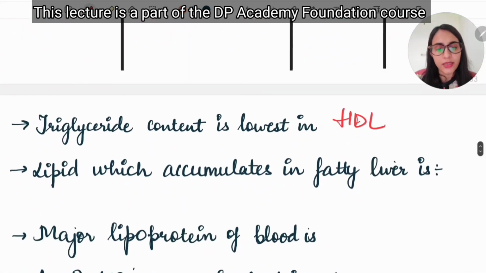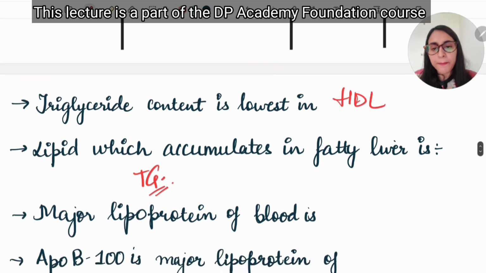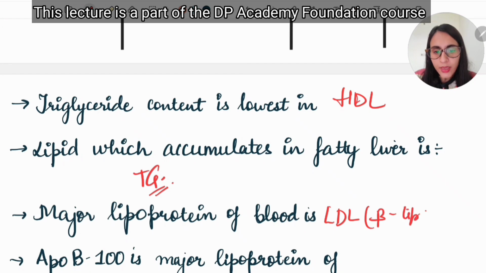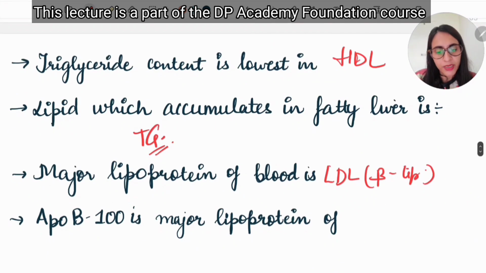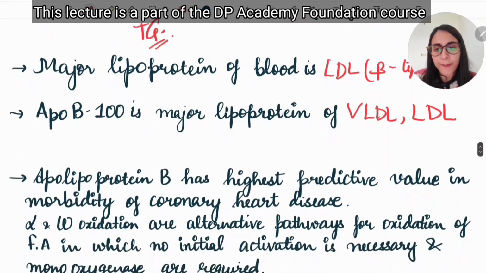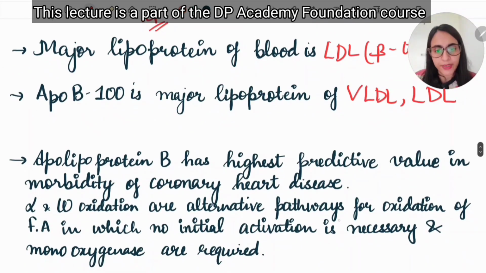Lipid which accumulates in the fatty liver. So basically it is talking about the endogenous fat, and endogenous fat is triglycerides. The major lipoprotein of the blood is LDL, which is a beta lipoprotein. ApoB100, if you remember, is the major apolipoprotein for VLDL as well as for LDL. Apolipoprotein B has the highest predictive value in morbidity of coronary heart disease.